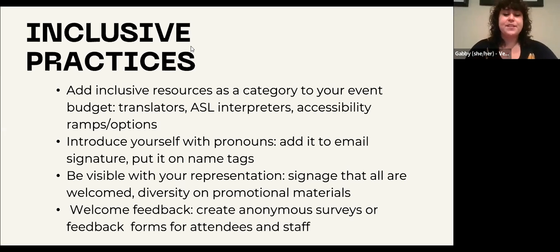Similarly, being very visible with your representation and who is welcome. So having signage at your events that all are welcomed can go pretty far when it comes to how your event feels to somebody. So if you're similar to the Meso case study, having diversity on your promotional materials and even in your event space, looking at your signage to see if there's ways to be more welcoming and inclusive are going to go very far when it comes to the physical feeling of safety at your events. You know, even saying what you will tolerate and what you won't tolerate in your space can make a huge impact.